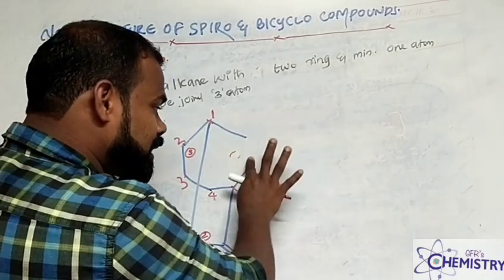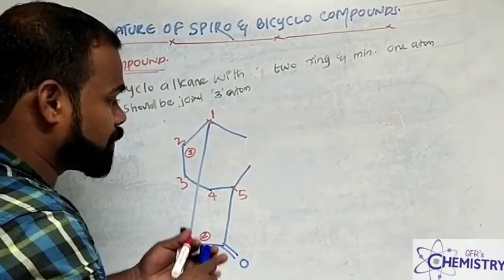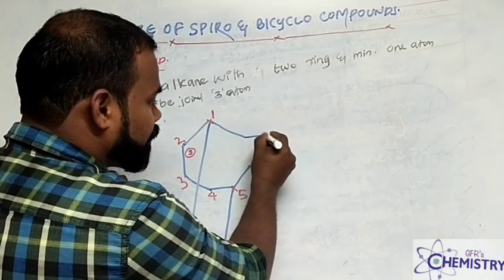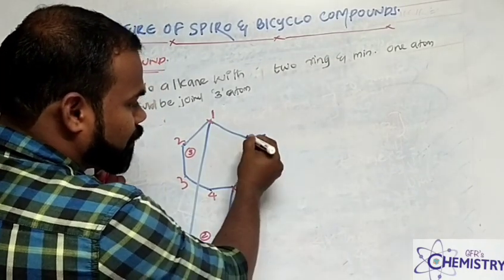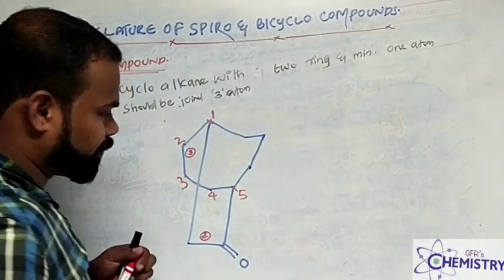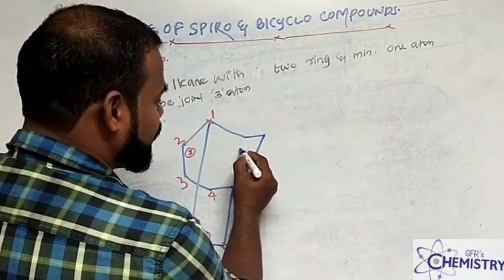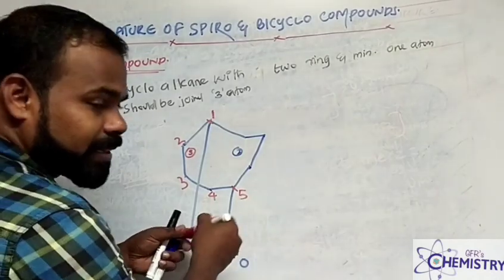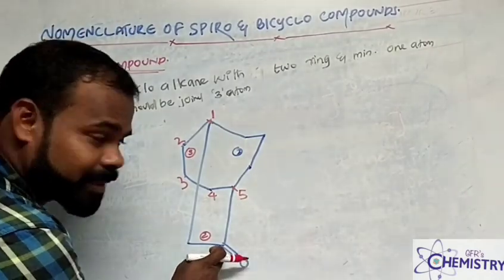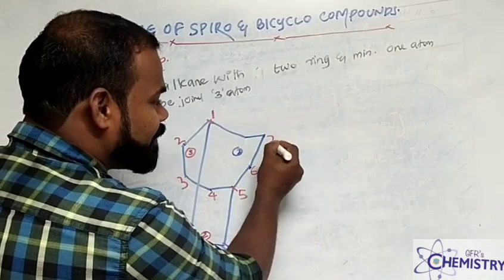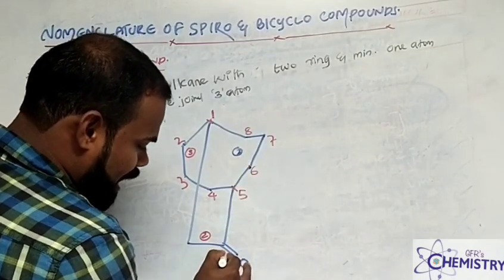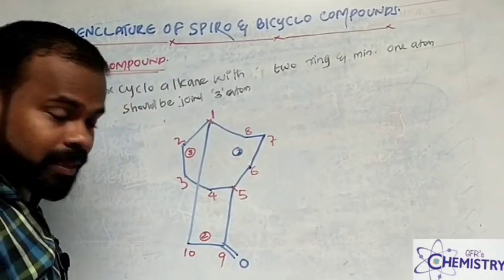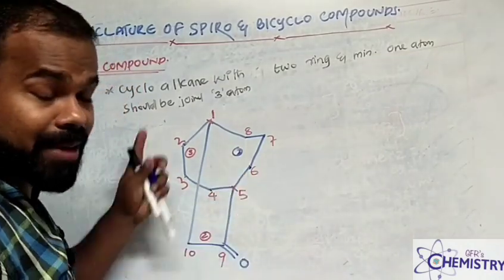Otherwise, just a little bit more confusion like this. Here may be this one. 1, 2, 3. Okay, 1, 2, 3. Here 3 carbons are there. Now counting time: 5. Next, don't go here. Next is 6, 7, 8, 9, 10. Now what is the name of this one?